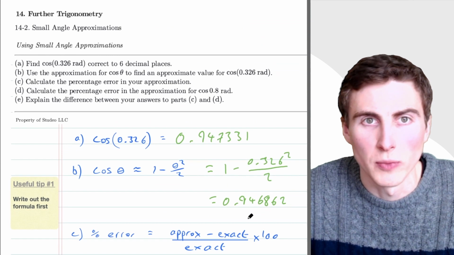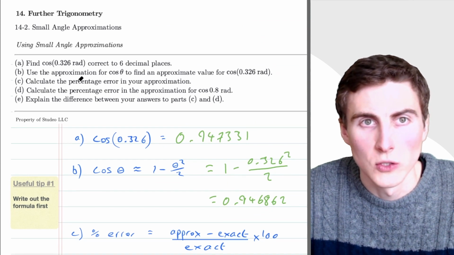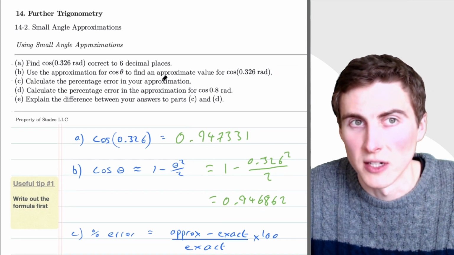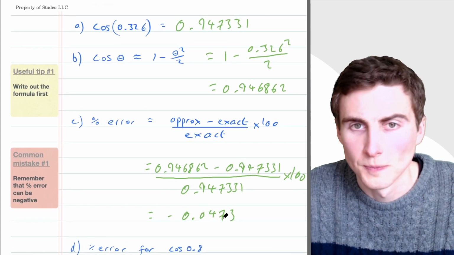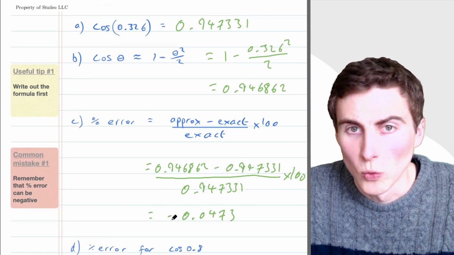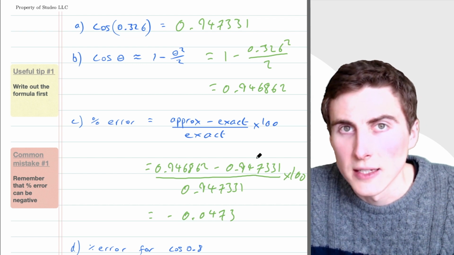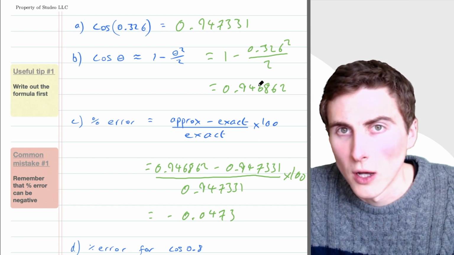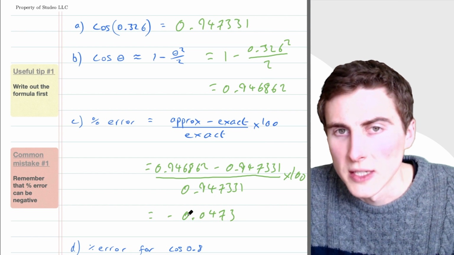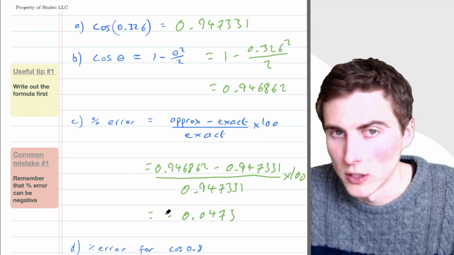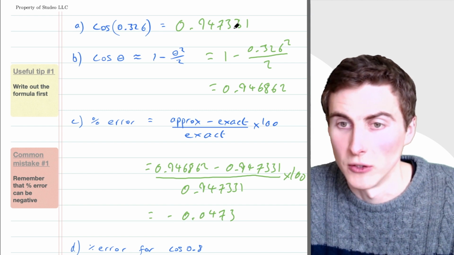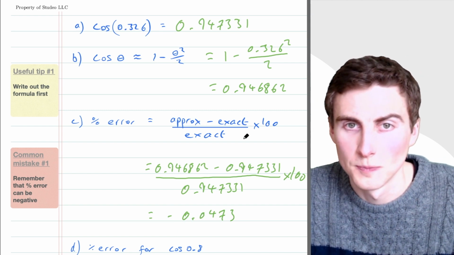Let me just check how many decimal places that is. So it doesn't say how many decimal places the percentage error needs to be. So I would just do 3 significant figures, like that. That's it. So what that's really saying is that our approximate value was 0.0473% lower, because of a negative sign, than the exact value. So it's out by that much.